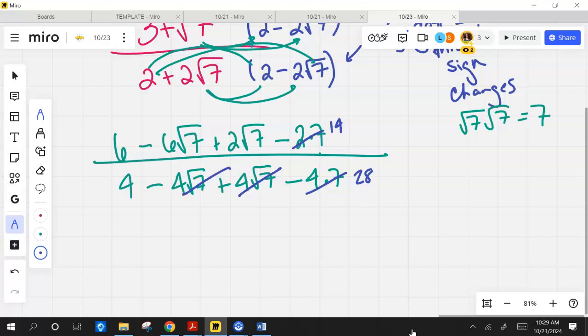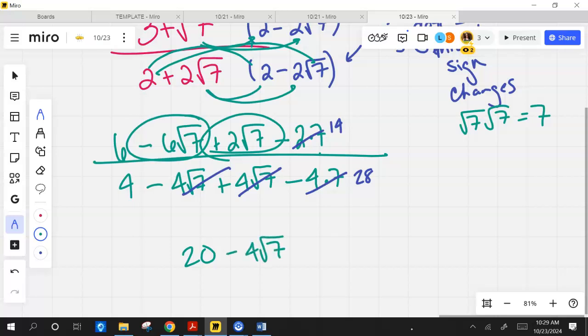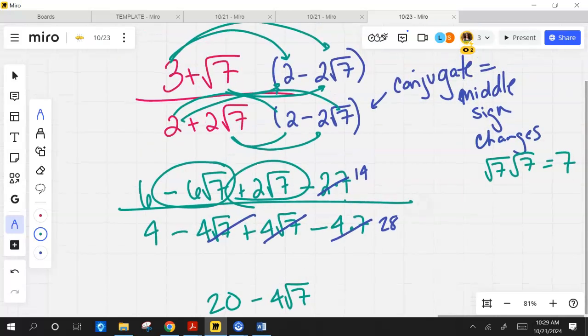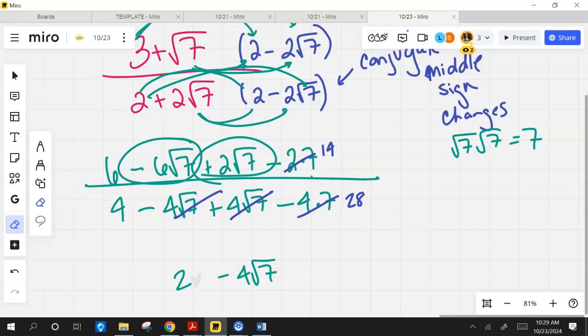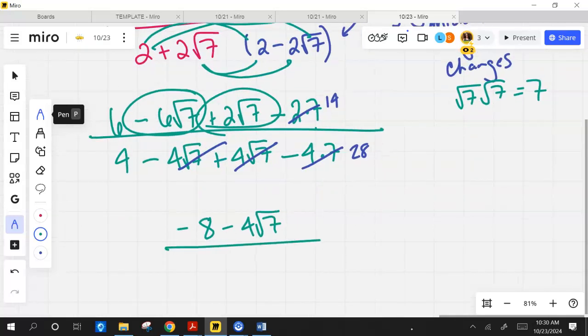So let's look up top first. Numbers 6 and 14 give me what? 20. Negative 6 root 7 and 2 root 7 are like radicals. Negative 4 root 7. That's in front of the radicals. Can't combine that. Wait, was this a plus or a minus on the end? That was a minus, y'all. That's not 20. 6 minus 14 is negative 8. What's 4 minus 28?